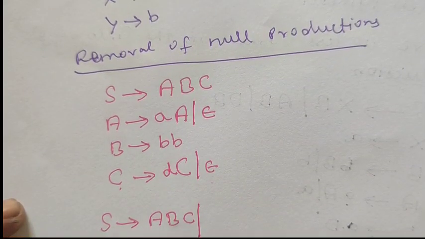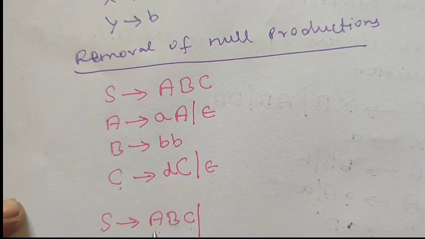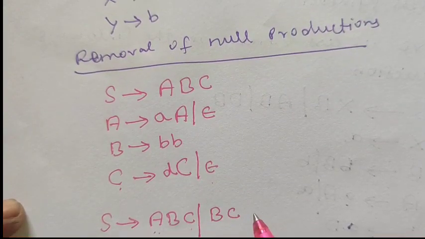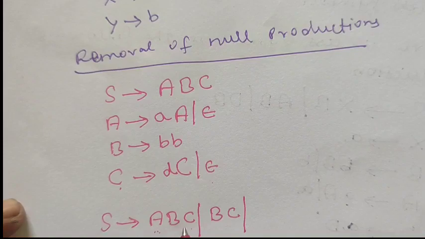Now, which is generating an epsilon here? A is generating an epsilon and C is generating an epsilon. So first substitute epsilon for A. When I substitute epsilon for A, BC is remaining. Bar. Now, you take up again the first production. When I substitute epsilon for C, A B will be remaining.